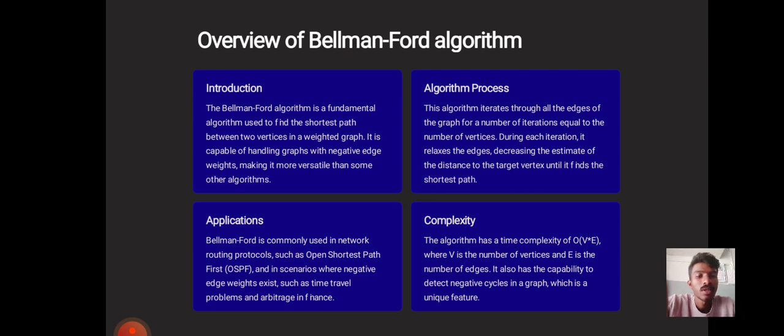Application. Bellman-Ford is commonly used in networking routing protocols such as open shortest path first, and in sensing whether negative edge weights exist, such as in a time travel problem. Complexity. The algorithm has a time complexity of O(V times E), where V is the number of vertices and E is the number of edges. It is also capable of detecting negative cycles in the graph, which is a unique feature.